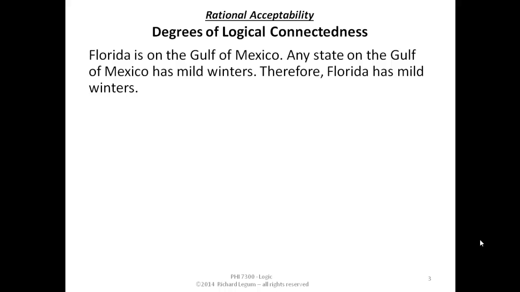We see, well, the degree to which those premises are connected to those conclusions is really a very close connection. It's a very high degree of logical connectedness.